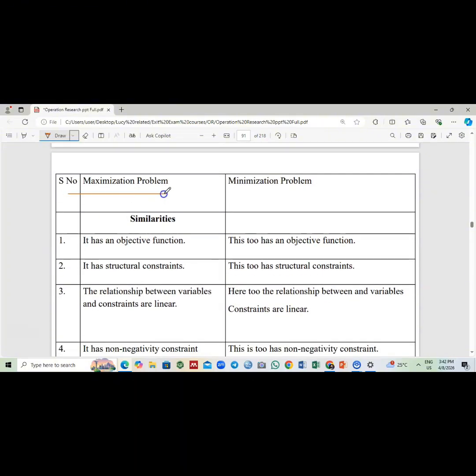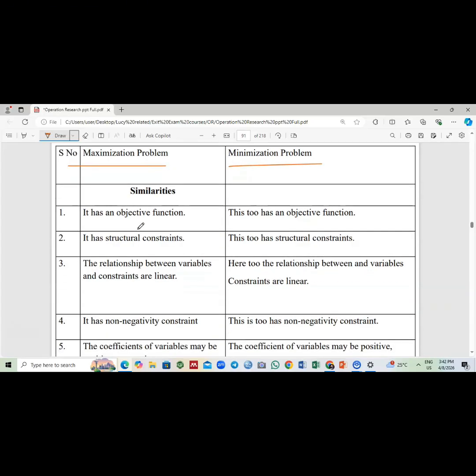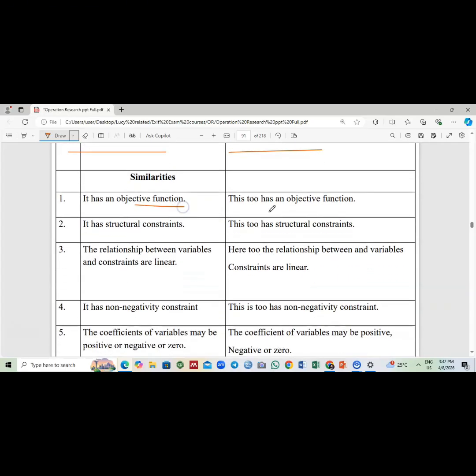Fakkeenyaaf for maximization problem and the minimization problem. Maximization problem irratti similarity isaanii lachuu objective function qabu. Yes, both maximization and minimization have objective function. Inni bira structural constraint jira.